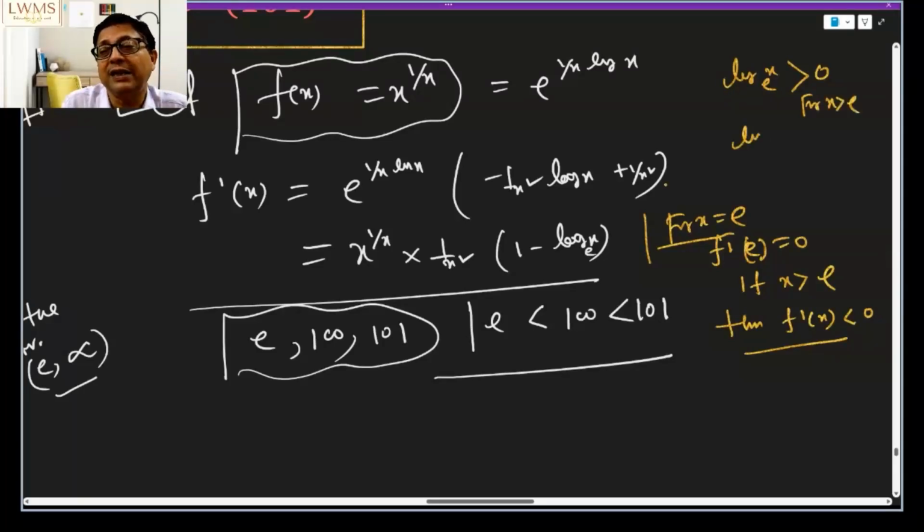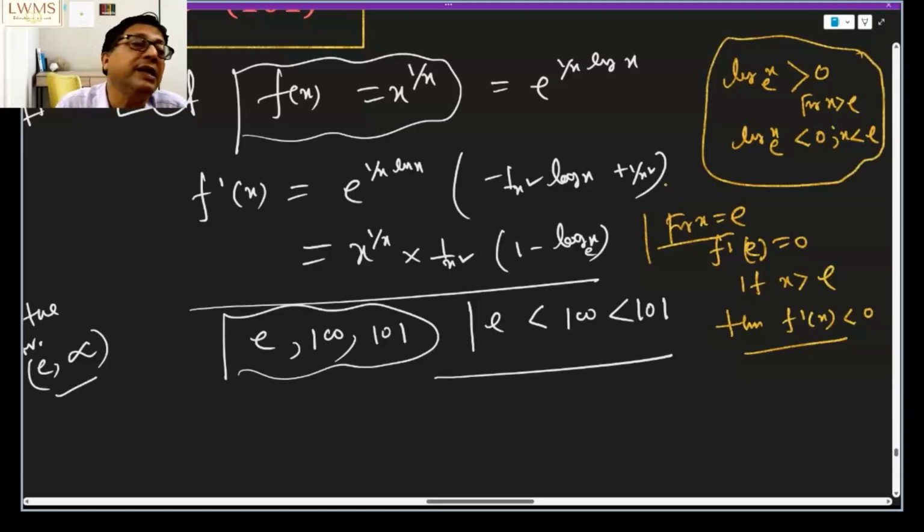For x less than e, it is less than 0. This is a basic property of log. Unfortunately, log is not there in the CBSE syllabus. Wait, so this thing, log x base e less than 0 for what? x less than e? I did not consider x less than e. Which part have I considered?